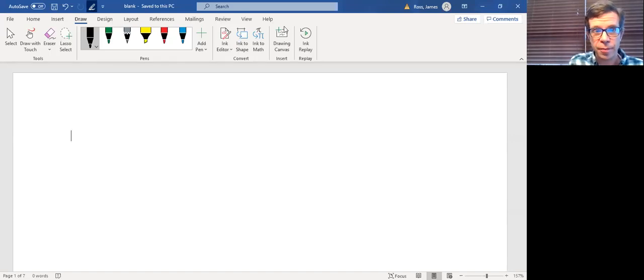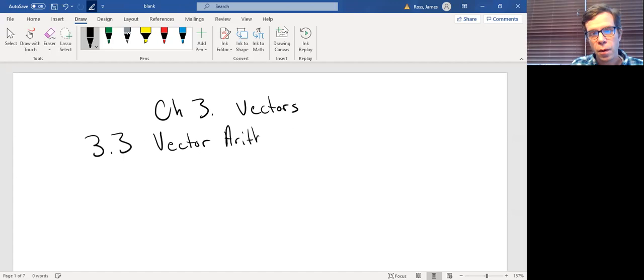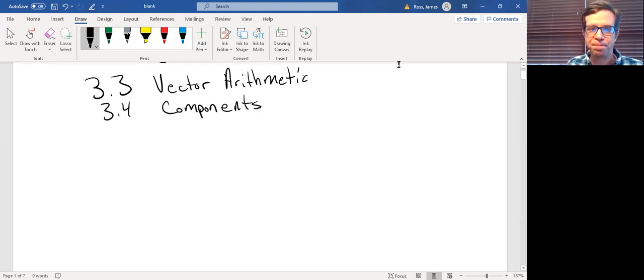Continuing with chapter 3 on vectors. What I now want to talk about is section 3.3, which is vector arithmetic. And I want to go through it graphically as well as by components. Components will be chapter 3.4. We'll go ahead and get both of these covered in this section.